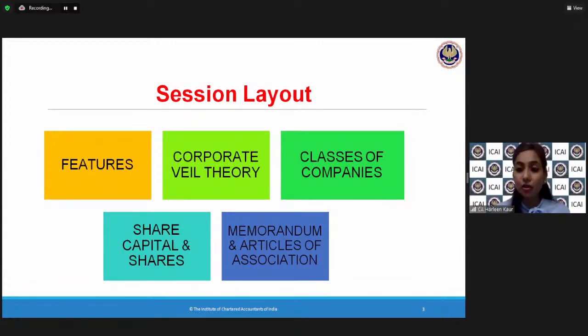After that, what is share capital? You must be having a fair knowledge about equity share capital, preference share capital. Even if you have not done business studies, in accounts you must be studying about company accounts now. So it is very much related to that.